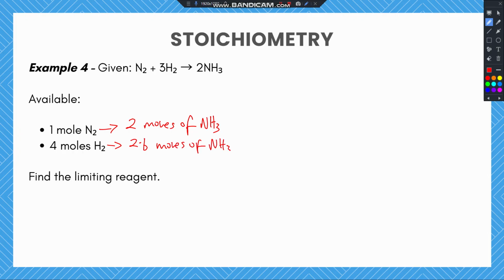Now the question is, between these two, which one is less? Of course, this one is less. So the limiting reactant is nitrogen. What we simply did was to find out how much product each reactant can produce. We found out how much product nitrogen can produce, and how much product hydrogen can produce. The one that was less gave us the limiting reactant.